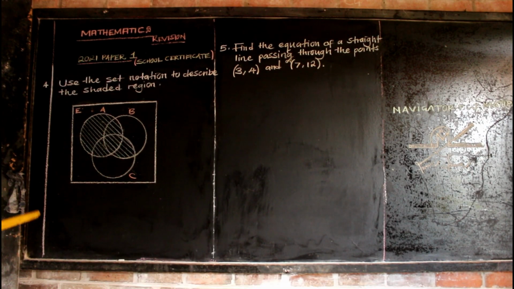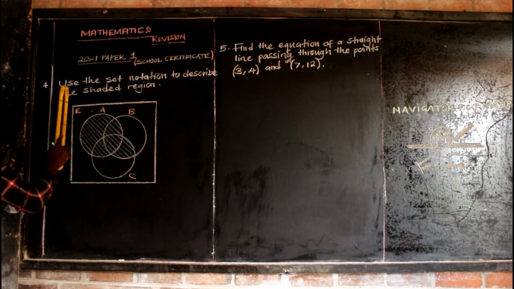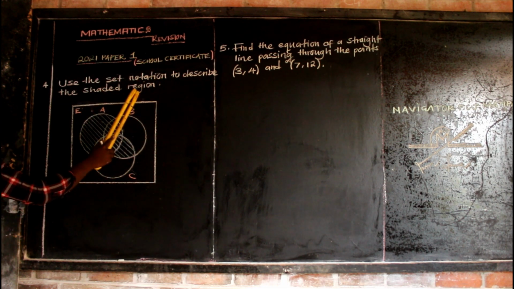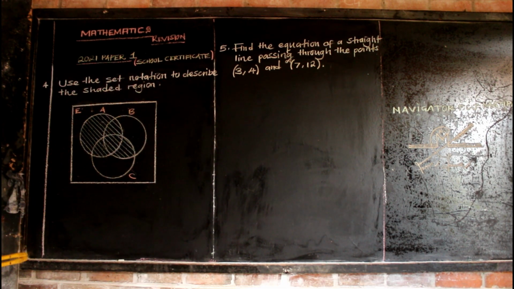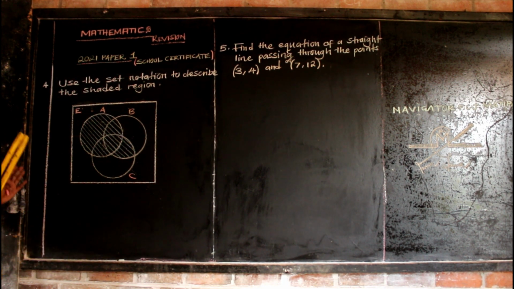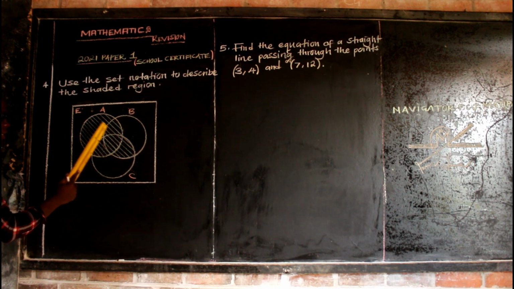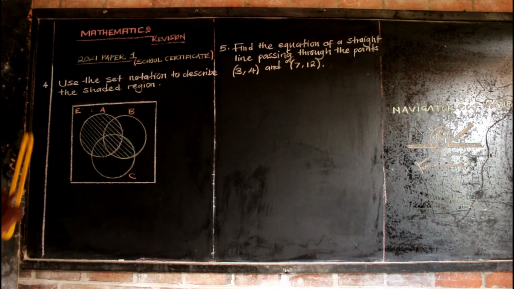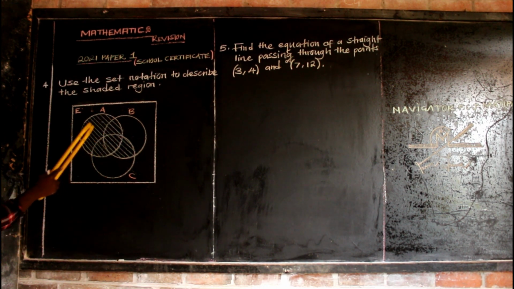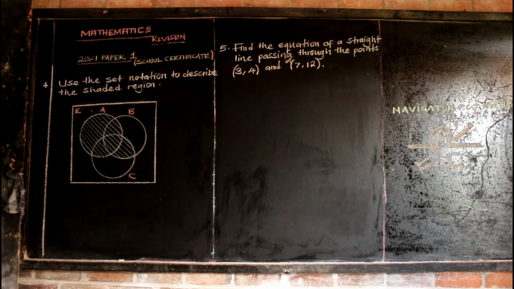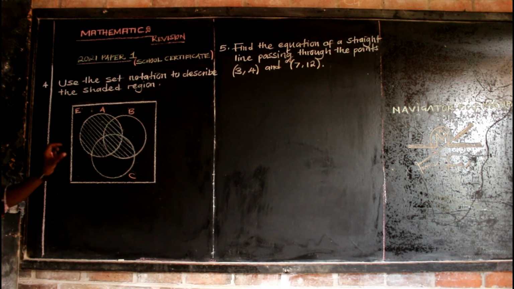So let us look at question number 4. A question on sets. It's saying use the set notation to describe the shaded region or the shaded part. So I've been told to use set notation to describe the part which has been shaded. It's a simple question. Just be very, very careful in terms of observing.